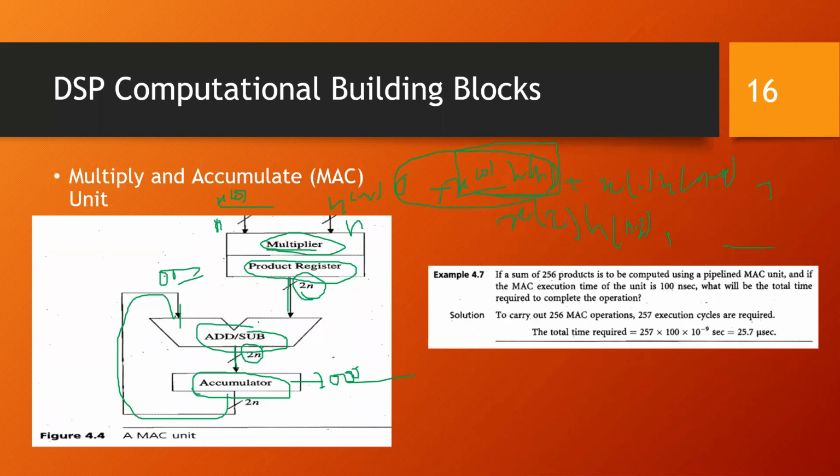Now, when the adder is performing its operation, the next data can be made available immediately. That is, the next one is x of 1 and h of n minus 1. So these two can be made available directly. By the time the addition is over, you'll be having the product of these two numbers.